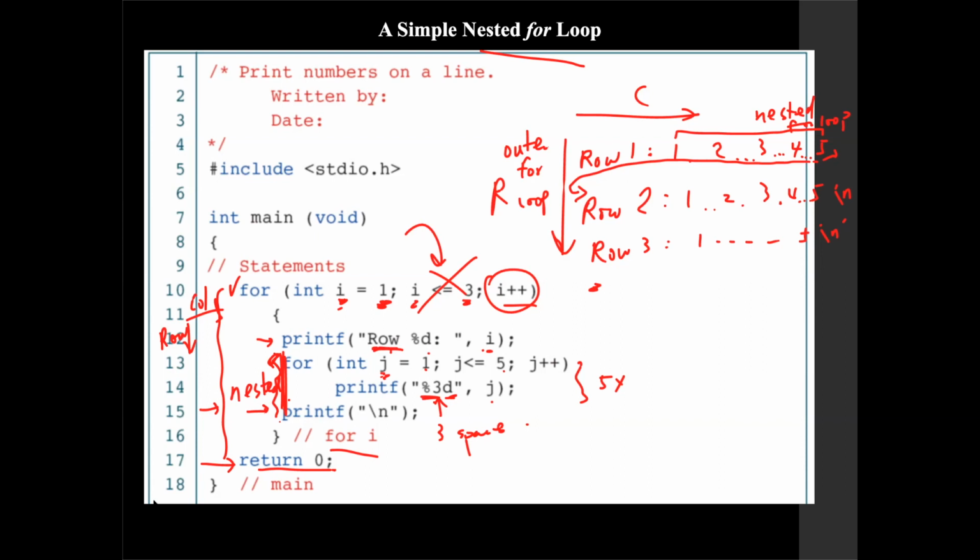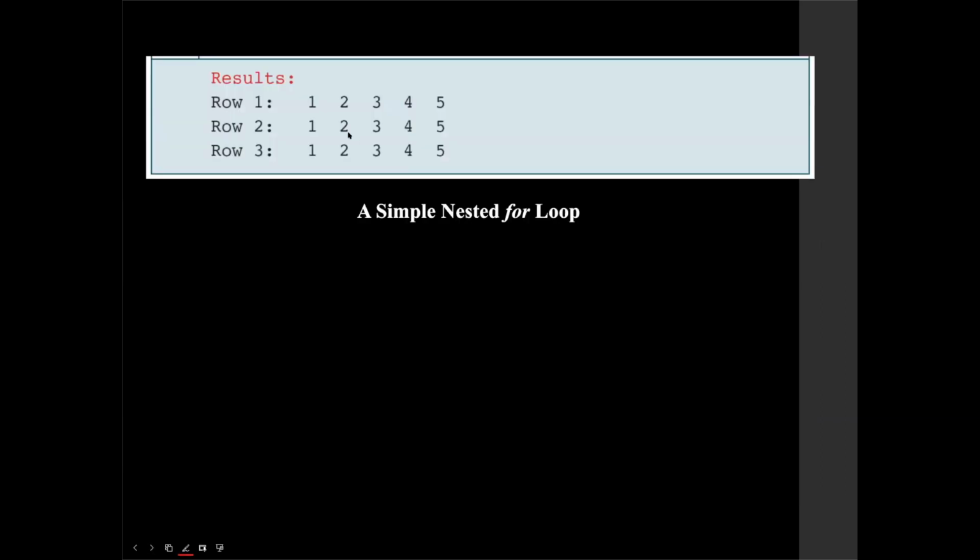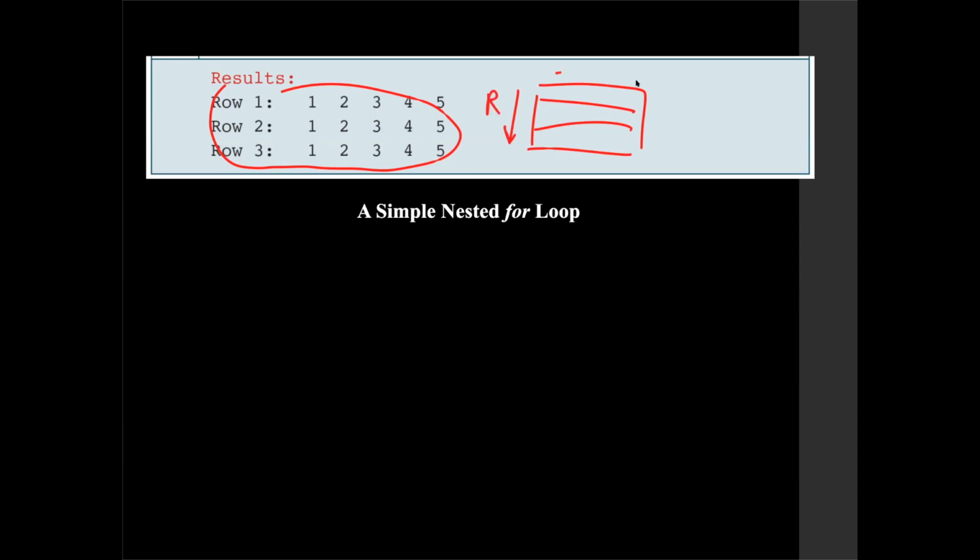So if you look at the examples here, you see the end result. This is literally a 2-dimensional table here, with 3 rows. Row this way, column this way.